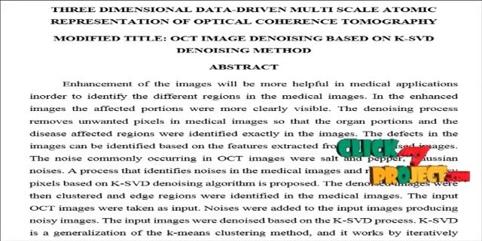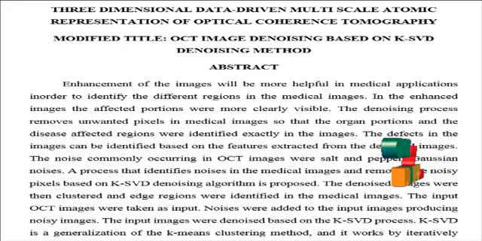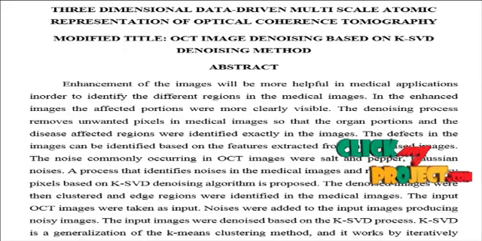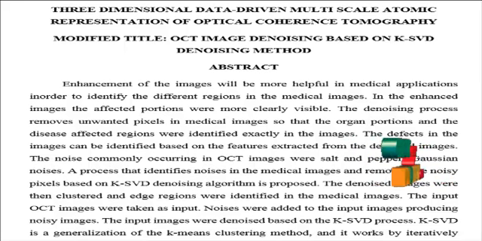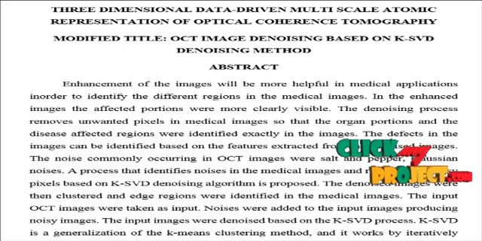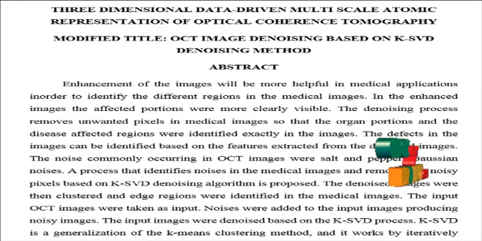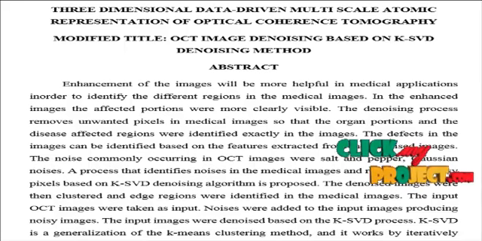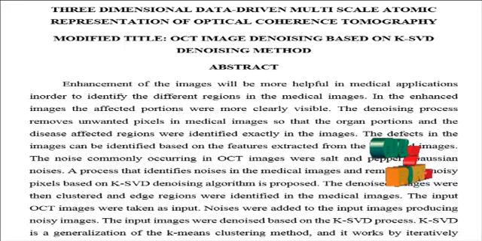Let me see the abstract of the process. Enhancement of images will be more helpful in medical applications in order to identify the different regions in the medical images. In the enhanced images, the affected portions are more clearly visible. The denoising process removes the unwanted pixels in the medical images so that the organ portions and the disease-affected portions are identified exactly in the images.